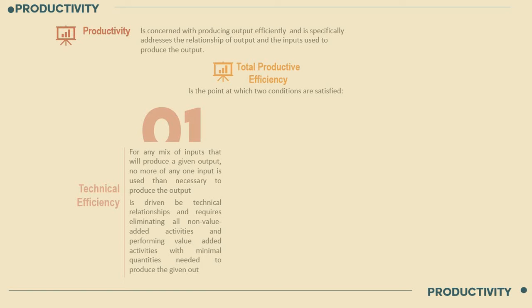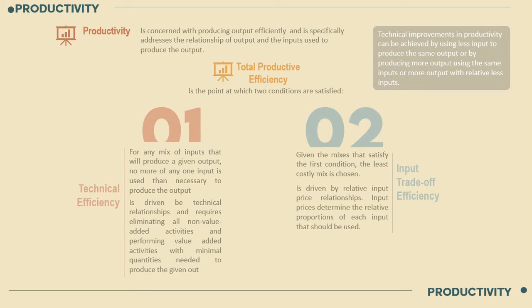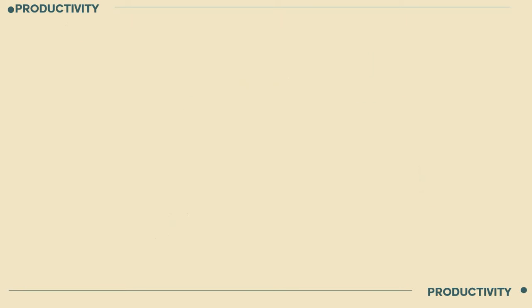Now going to the second condition, which is given the mixes that satisfy the first condition, the least costly mix is chosen, and it is driven by relative input price relationships. Input prices determine the relative proportions of each input that should be used, and the second condition pertains to the input trade-off efficiency. Technical improvements in productivity can be achieved by using less input to produce the same output, or by producing more output using the same inputs or more output with relatively less inputs.